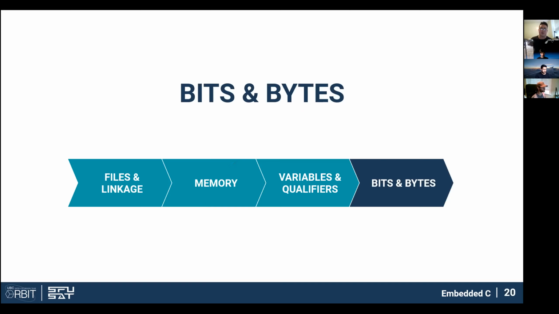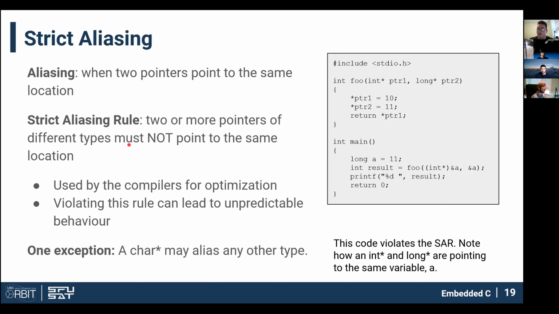Okay, so on the previous slide, would the aliasing rule not apply if one of the pointers were char? Let's go back to that. So yes, I believe it would be fine.